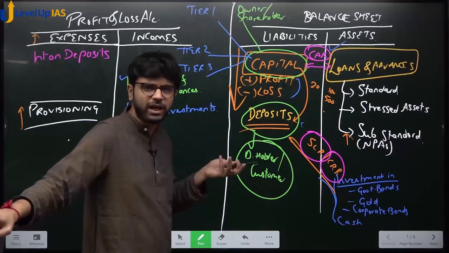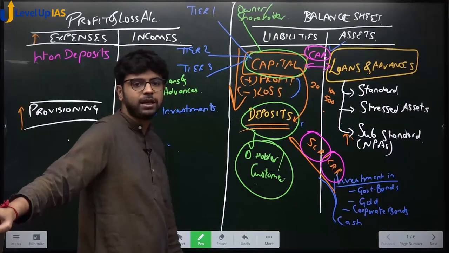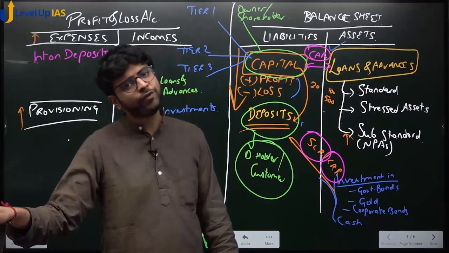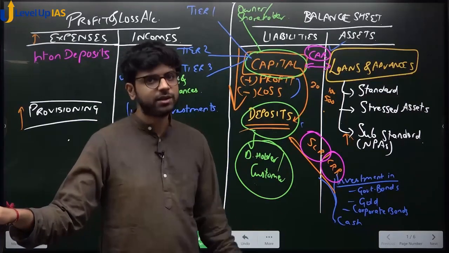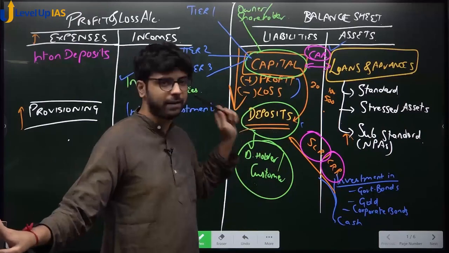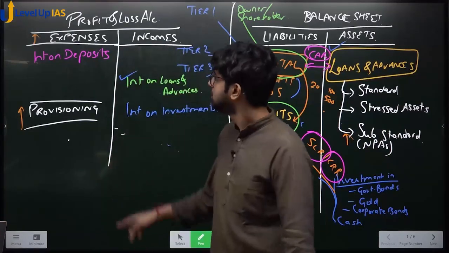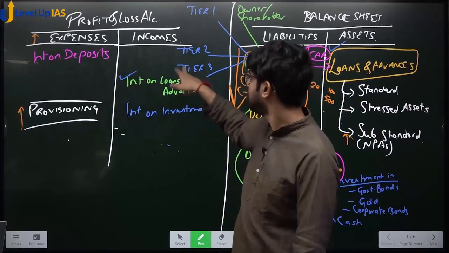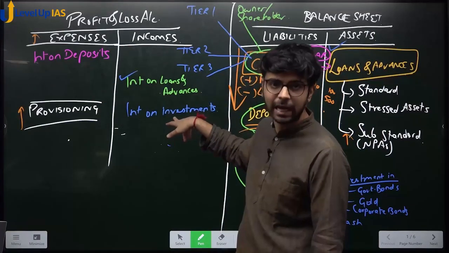What about liabilities? Deposits are in liabilities, fairly obvious. Why is capital in liabilities? Because it is the responsibility of the business to pay back the money to the owner, along with any profit or reducing any losses, yes or no. So it is capital. Then we come to income and expenses. Interest on deposits would appear as an expense because I have to give. Interest on advances and interest on investments I am receiving.